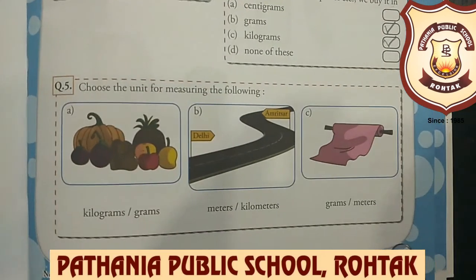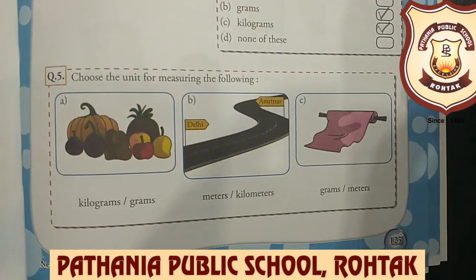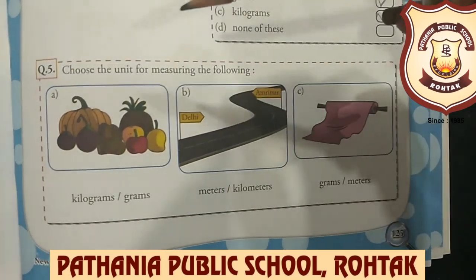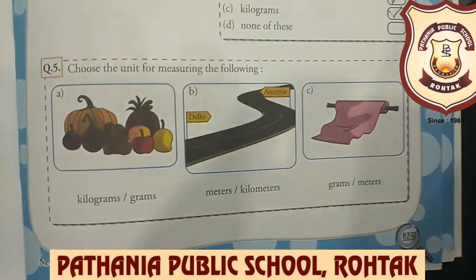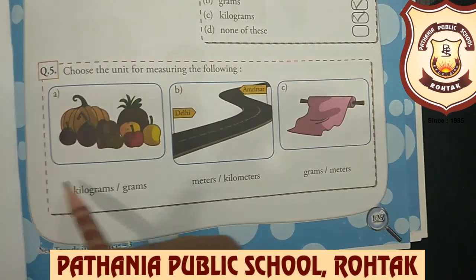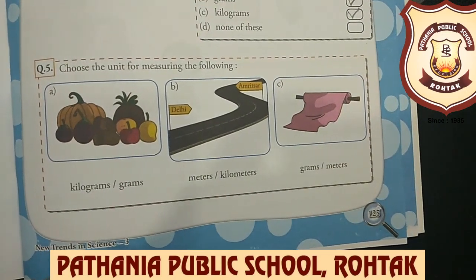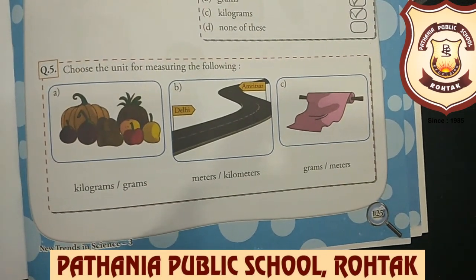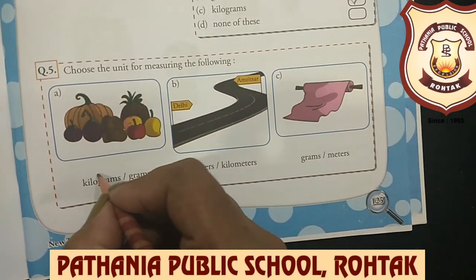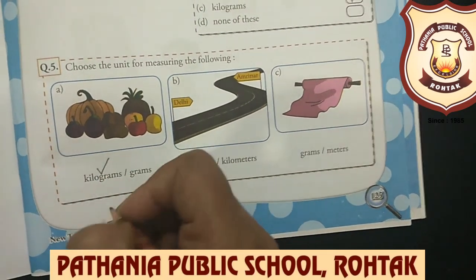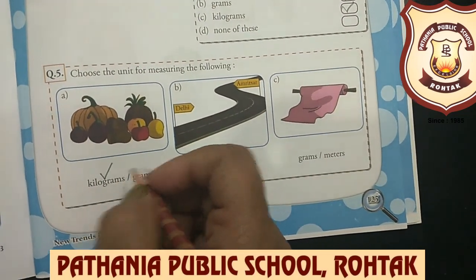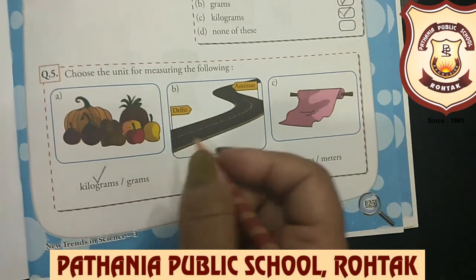Now come to question number 5 beta. It is a pictorial question as you have pictures. Choose the unit for measuring the following. Now beta, what is this? Yes, these are fruits. So in which unit will we buy fruits and vegetables? Yes, beta, you are correct, in kilograms, but sometimes we buy them in grams also.